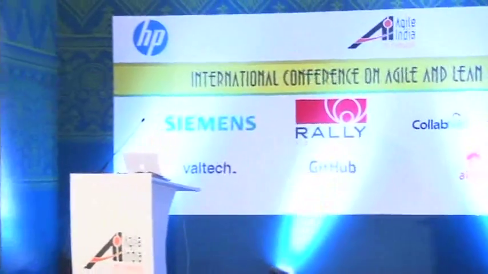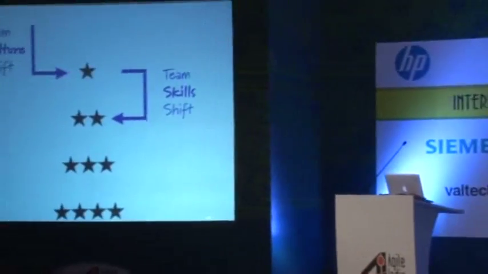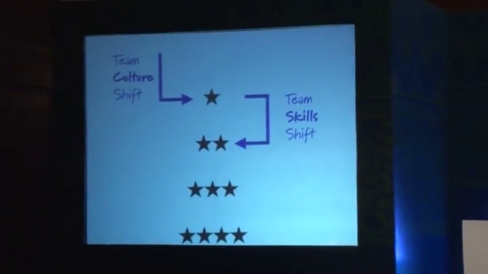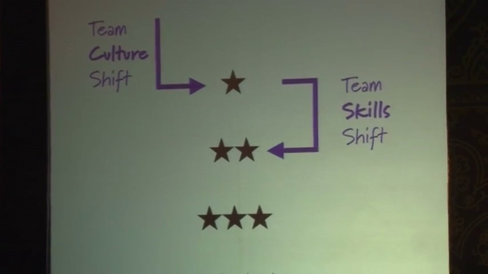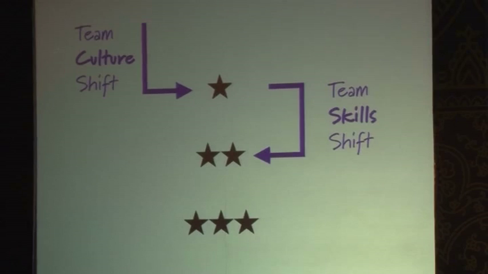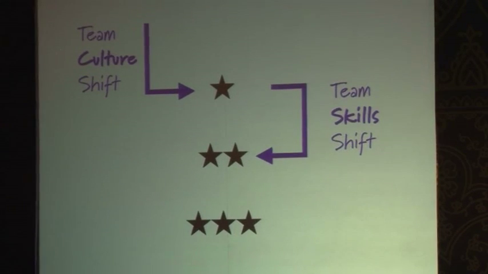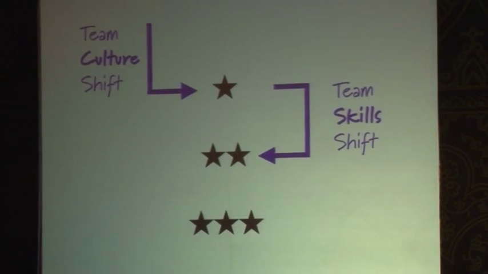So what we see here as we shift, as we adopt these things, is the first level is about shifting the culture of a team to think about how do we do this visible approach. The second is a big shift in the skills of a team to be able to take on these technical practices. So what does the third star bring us?